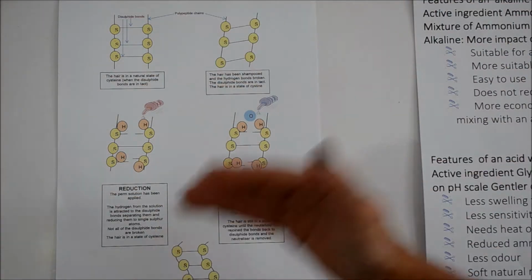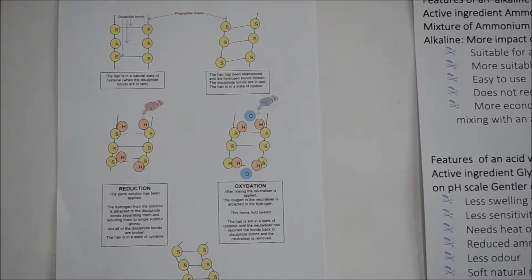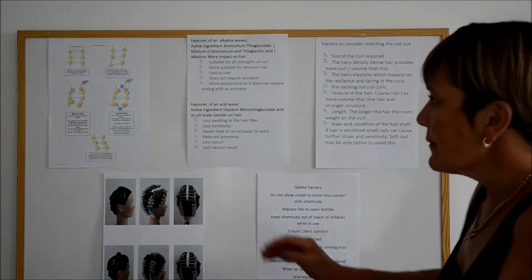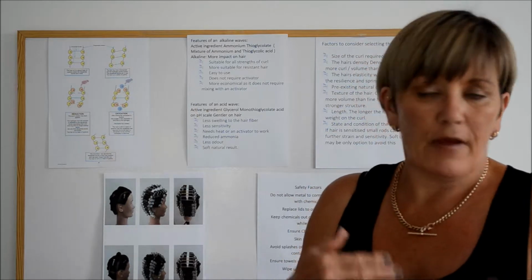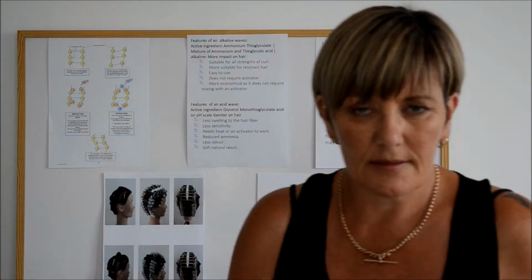So that is the chemical process of perm solution and neutralising process on the hair. There's more information about this on page 4 of the resources, and you can read that from there. So now that I've talked about the chemical action of perm solution on the hair, we're now going to look at the features of acid and alkaline waves and the strengths of perm solutions.